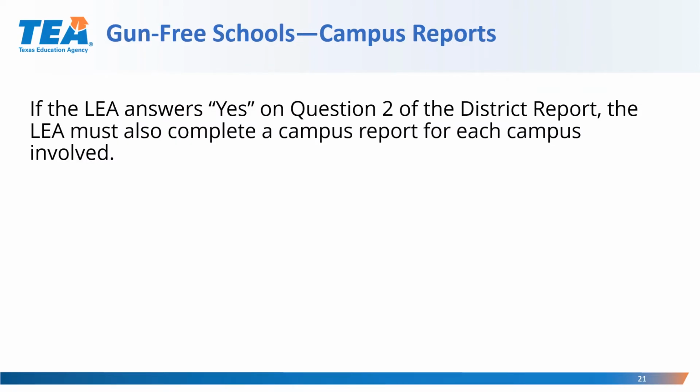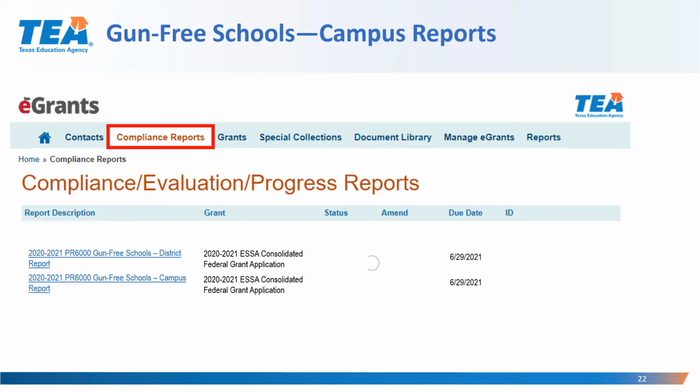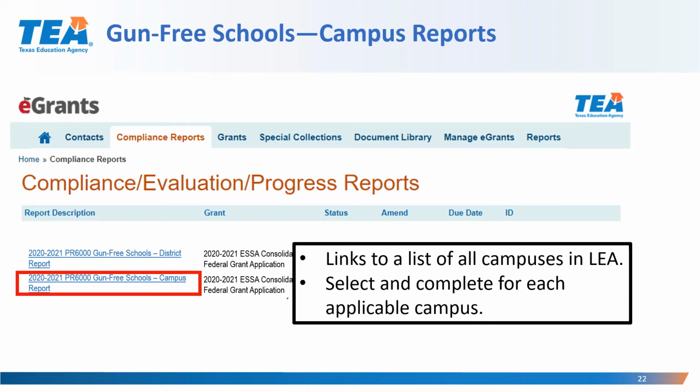If the LEA answers yes on question 2 of the district report, the LEA must also complete a campus report for each campus involved. The LEA can access the campus report from the Compliance Report tab. By clicking on the link to the campus report, the LEA will access a list of all the campuses in the LEA. For example, if I wanted to select campus ABC, I would find that in the list, click it, and it would take me to the campus report.